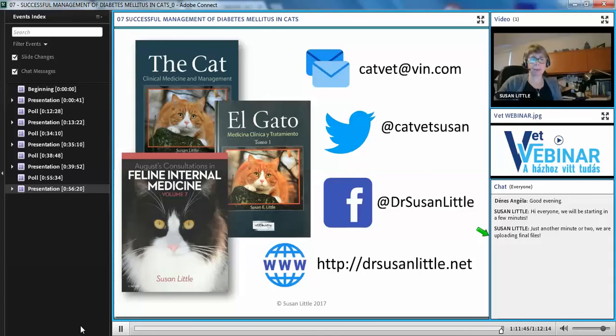But I believe at this time it's in English only, and it's called, I will put it in our chat box here for you to see, the RVC Pet Diabetes app that owners can go ahead and download from either Google Play or the App Store for iPhones.